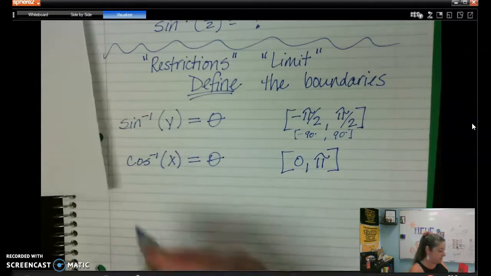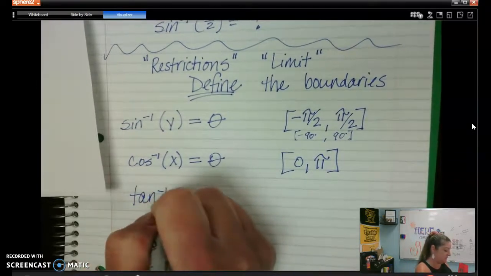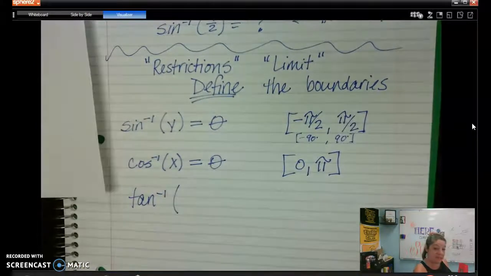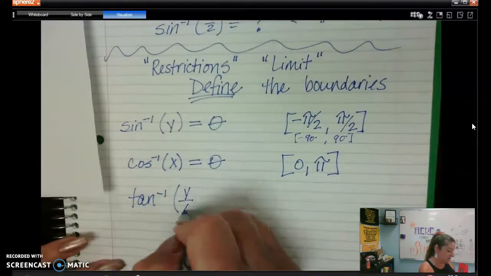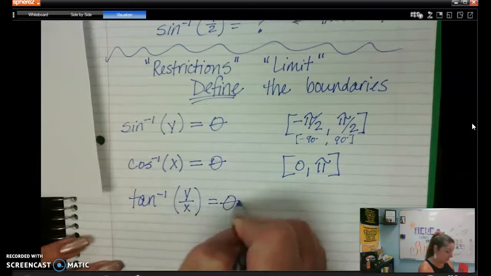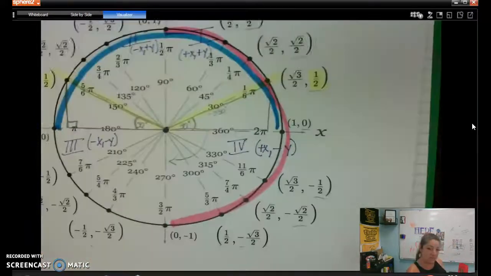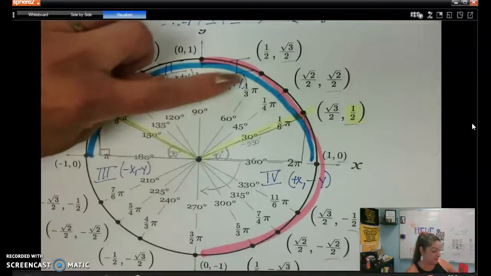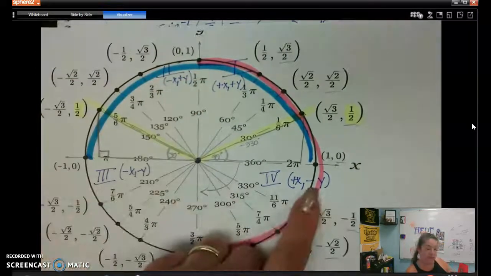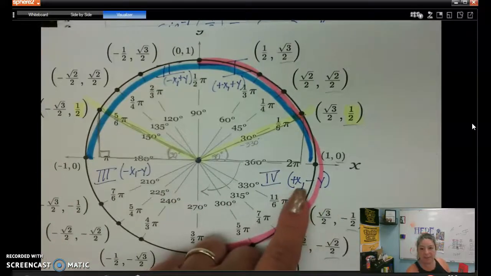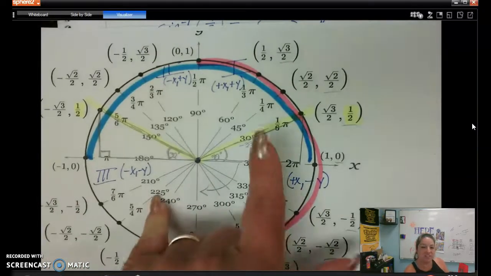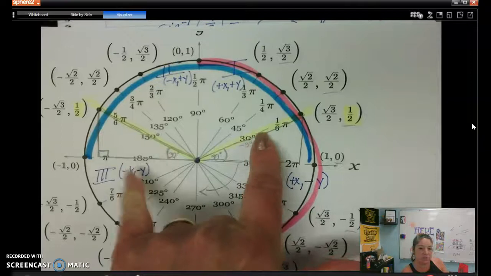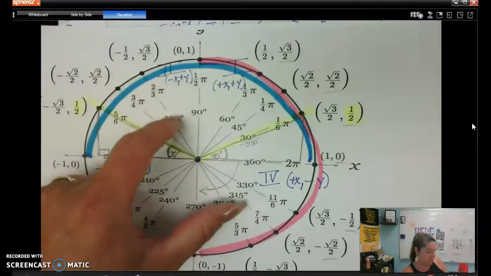Okay? If we look at tangent, so the inverse tan, remember, tangent is sine over cosine, or y over x. And with tangent, positive divided by a positive is still positive. If you jump down here, a negative divided by a positive is a negative. So the tangent is positive in quadrants 1 and 3, and negative over here.